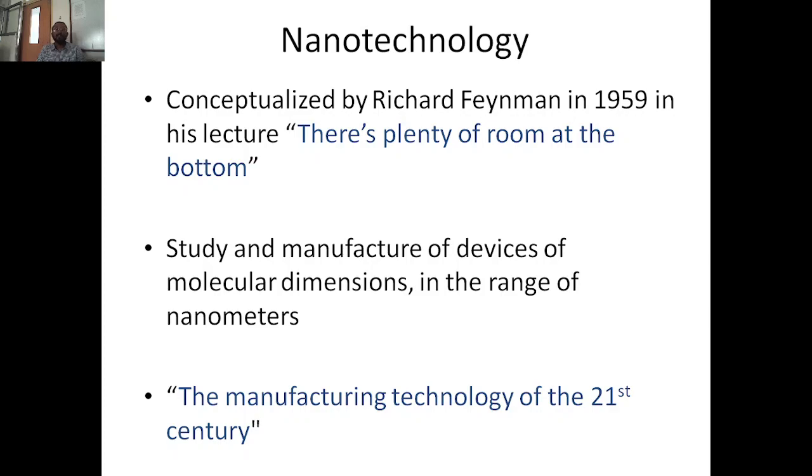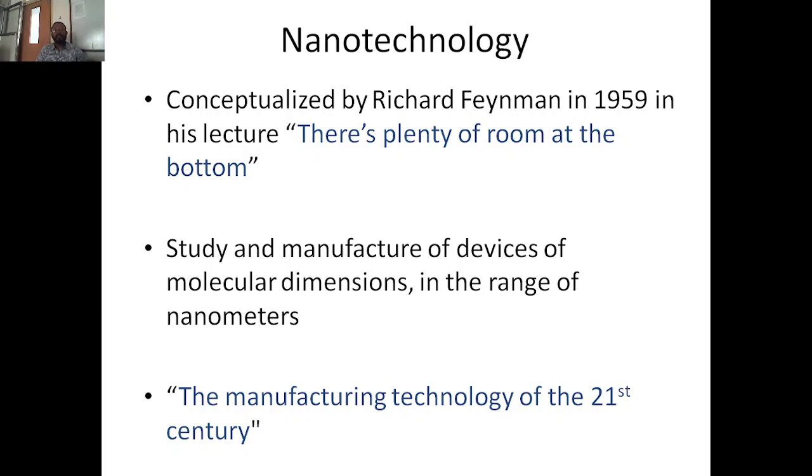That's why the credit goes to Richard Feynman, one of the greatest physicists we have ever witnessed in the 20th century. The study and manufacture of devices of molecular dimensions in the range of nanomaterials is also a definition of nanotechnology. There are 4 definitions of nanotechnology given in this class. You can use any of them; all will tell you the same answer.